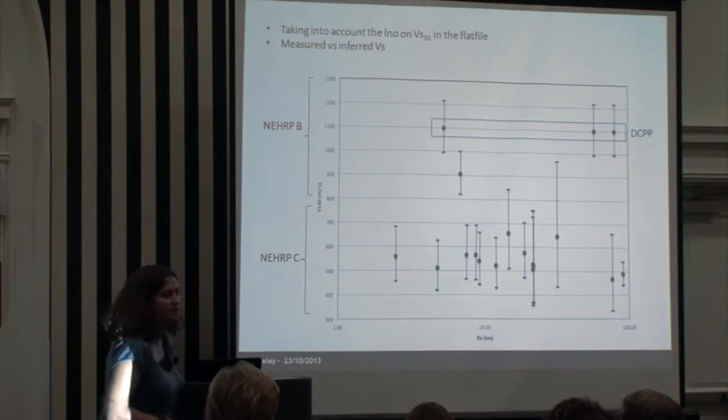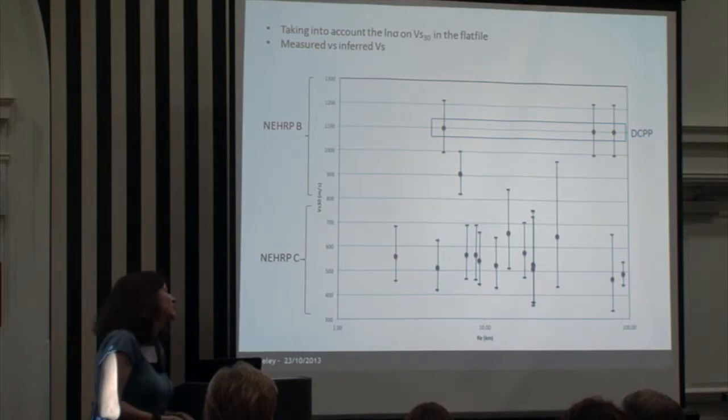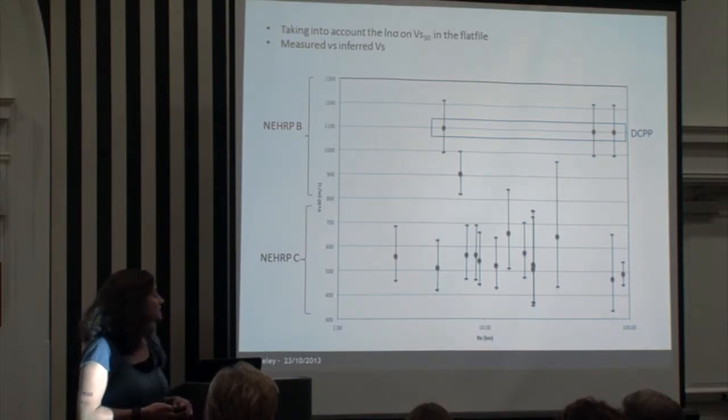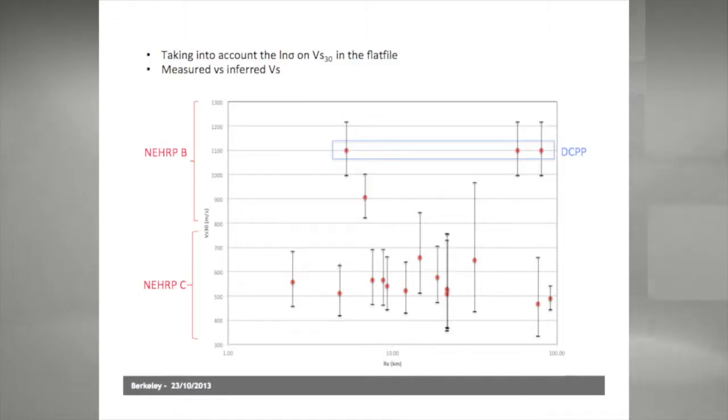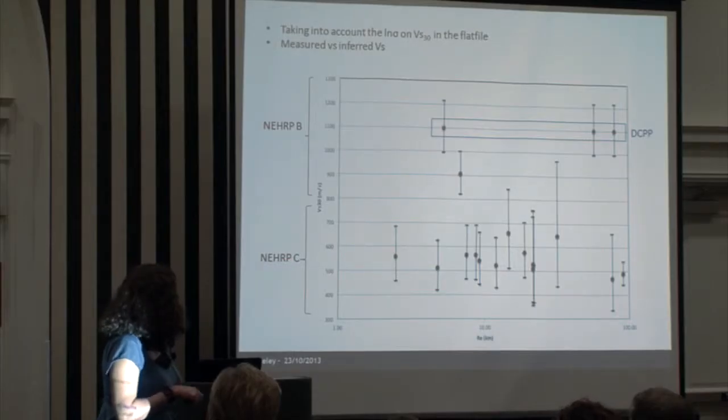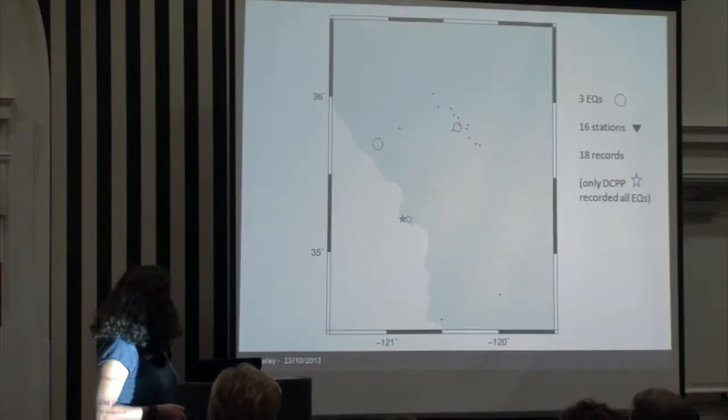So if we take into account the sigma given in the NGA-West2 flat file, and give some thought as to whether the VS30 is measured or inferred, then the scatter is so big that all these are just NEHRP class C, really.